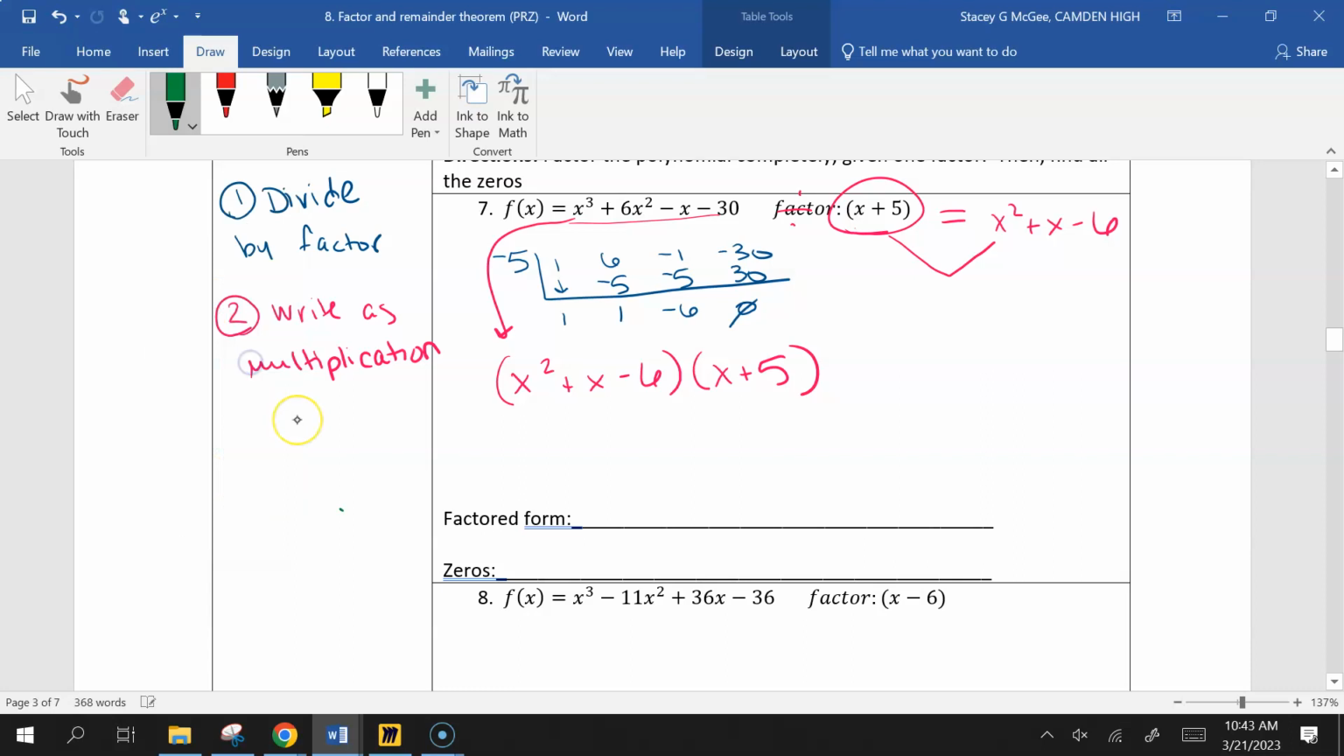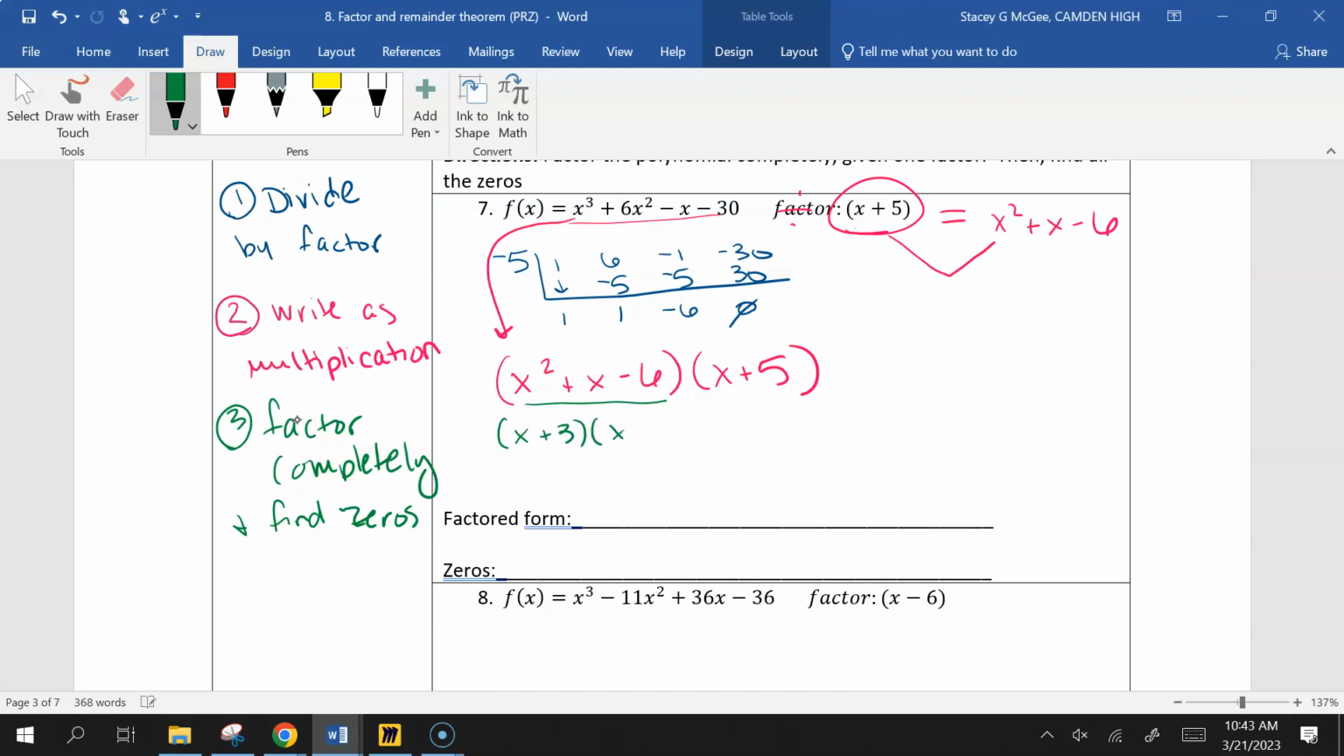So the last thing I'm going to do is factor all the parentheses completely and find the zeros. Can I factor this first one any further? Yes. What multiplies to negative 6 but adds to positive 1? 3 and negative 2. Does x plus 5 factor any further? No.